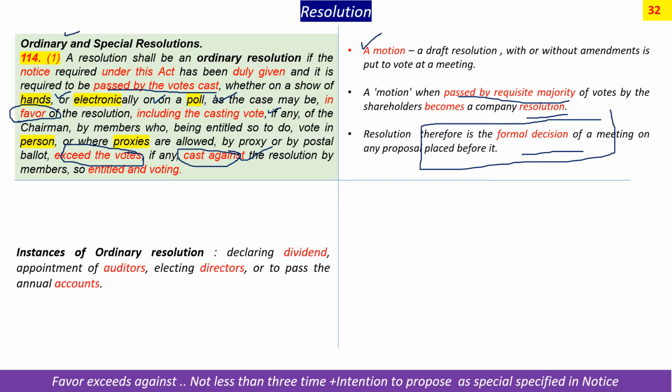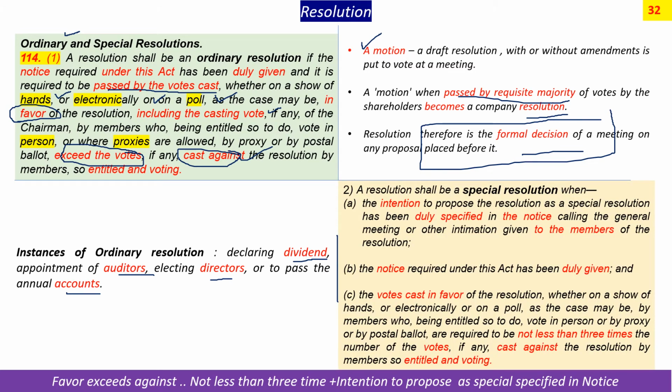Then what are the ordinary resolution instances? Ordinary resolutions are once again for the normal business: dividend, appointment of auditors, electing directors, and passing of annual accounts. These are ordinary resolutions which should be having votes cast in favor more than against. But there are other resolutions which are special resolutions.